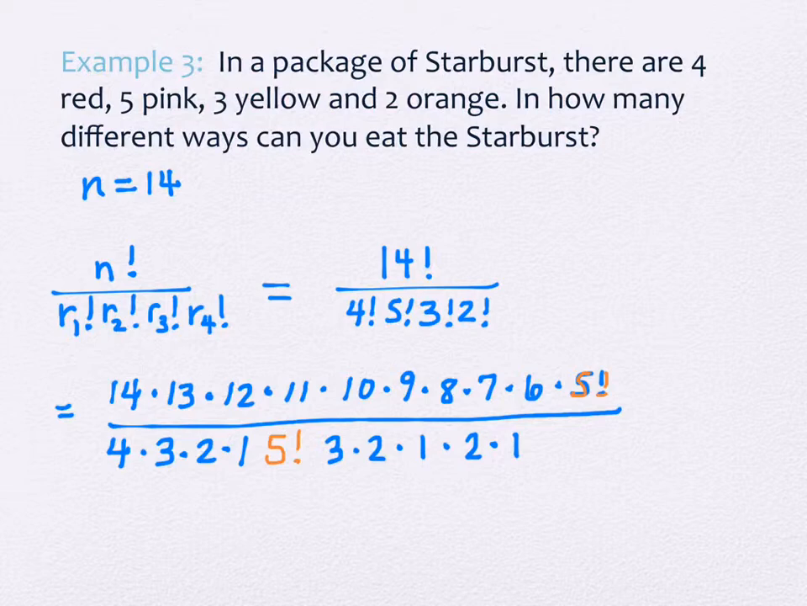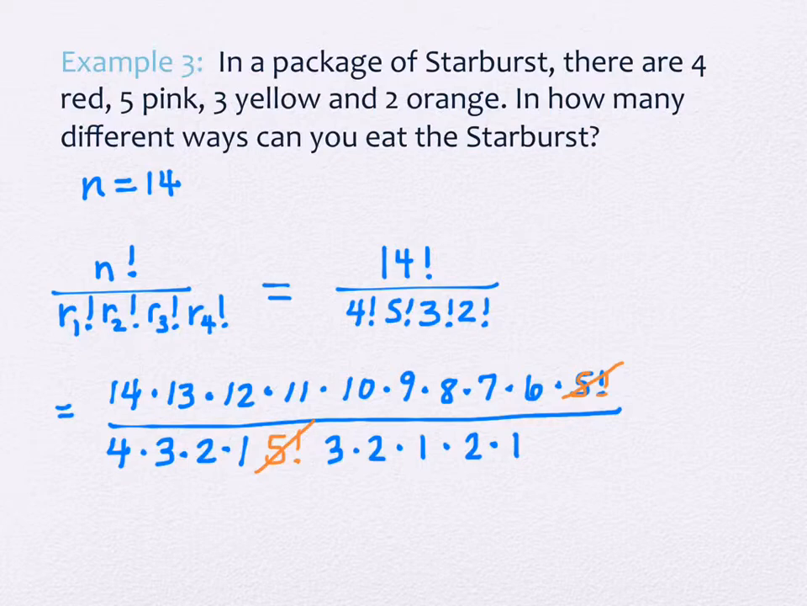These two 5 factorials match. They are 5, 4, 3, 2, 1, all multiplied on top and on bottom, right? So we can cancel those because they represent the exact same factors all written out, 5, 4, 3, 2, 1.